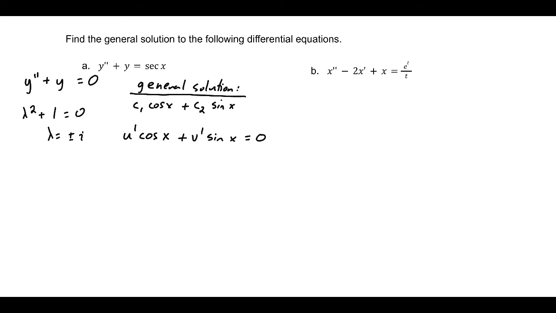And for our second equation, we're going to take the derivative of y1 and y2. We have the cosine and the sine respectively. And it'll be equal to the other side of the equation. So this will be negative u prime sine x plus v prime times cosine x equals secant x.